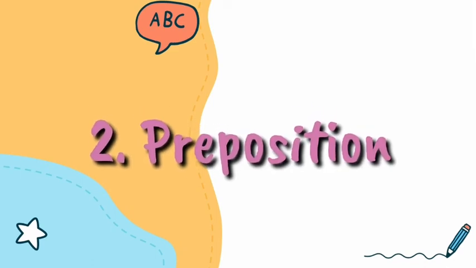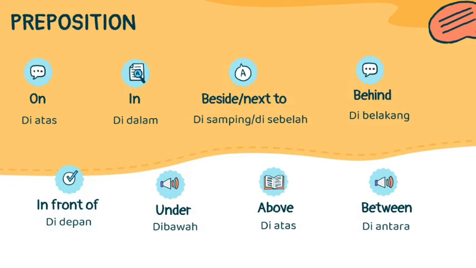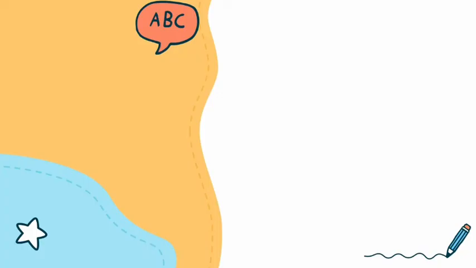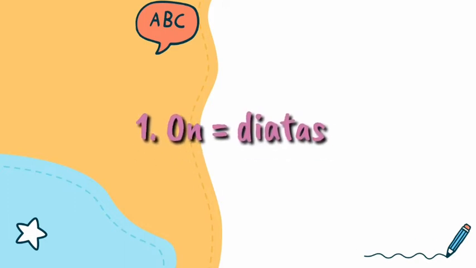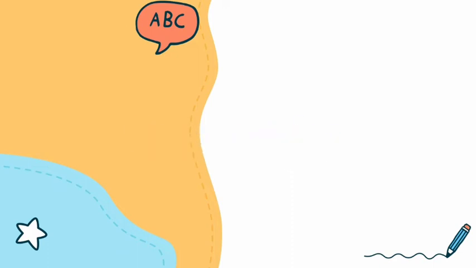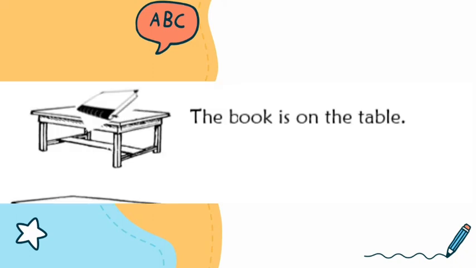Let's move on to the second material. Okay, students, there are 8 prepositions that will be learned today. There are on, in, beside or next to, behind, in front of, under, above, and between. Okay, let's start. First is on. On in bahasa Indonesia is di atas. Miss Reni will give an example of this preposition. The book is on the table, yang artinya buku ada di atas meja.